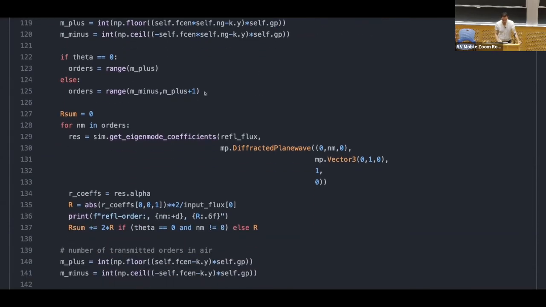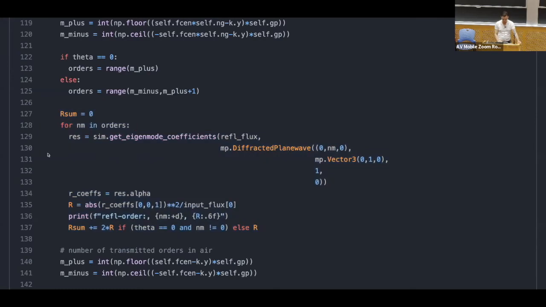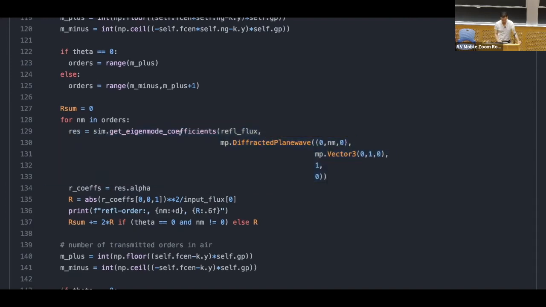So once we have a set of diffraction orders, a set of integers, we have a loop that one by one calls this get eigenmode coefficients routine and computes first the reflectance values of the reflected orders. So it calls get eigenmode coefficients. This is the fields from the DFT monitor. It specifies the actual mode that you want to decompose. In this case, this specifies the diffraction order.